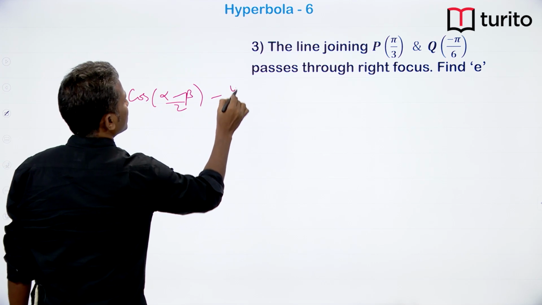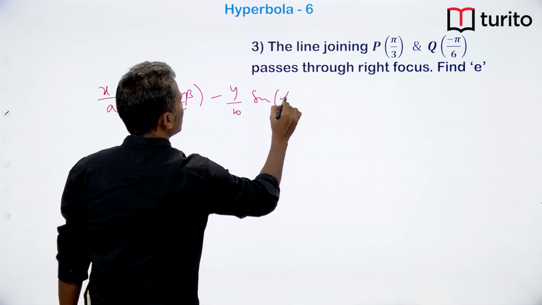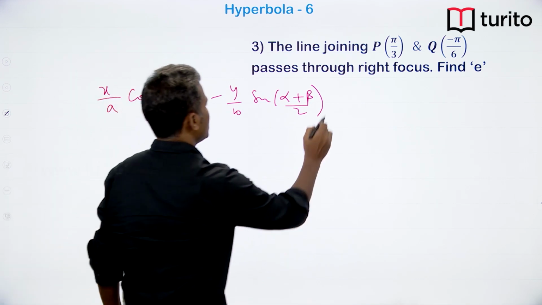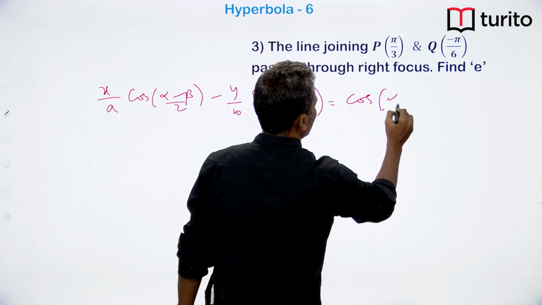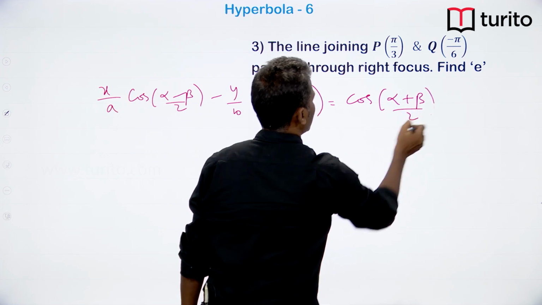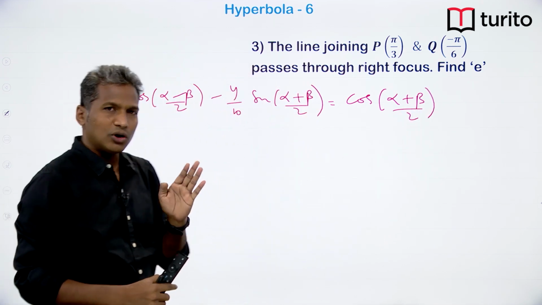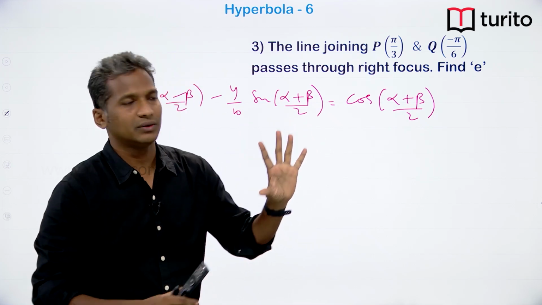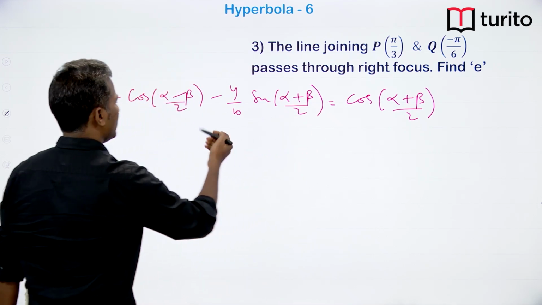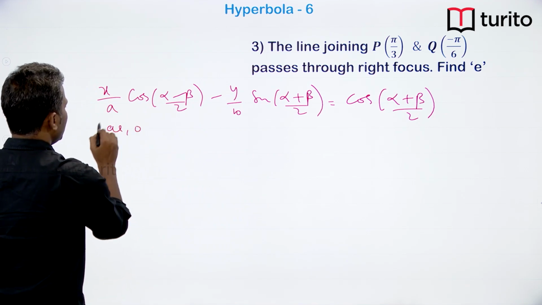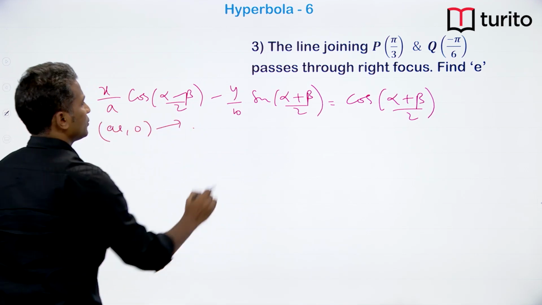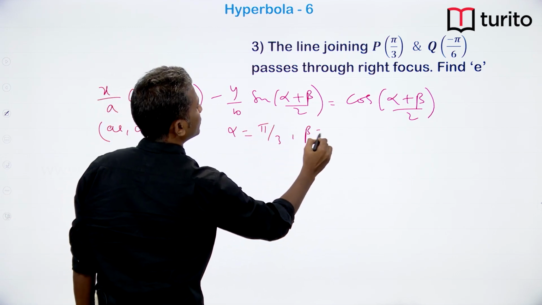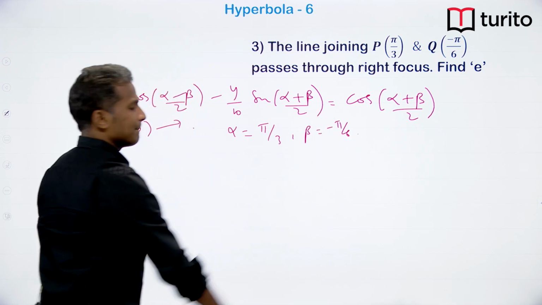So, this is our equation of chord. In the last lecture, I taught you how to remember this form. If you remember it, then you do not have to worry much about it. I connected the chord of circle, ellipse and hyperbola. If you remember one, you will remember all. Here we have to substitute (ae, 0) and also put alpha equal to pi by 3 and beta equal to minus pi by 6.